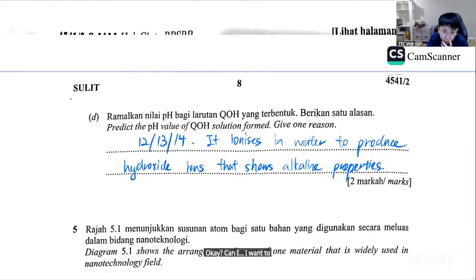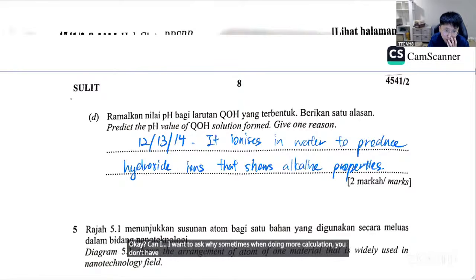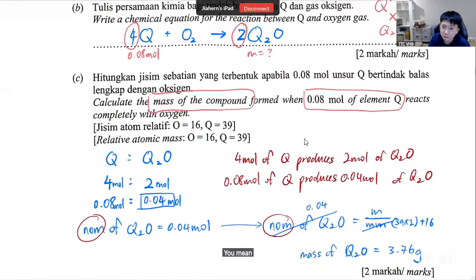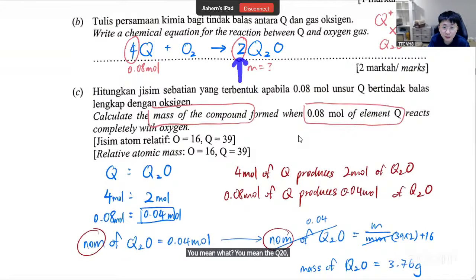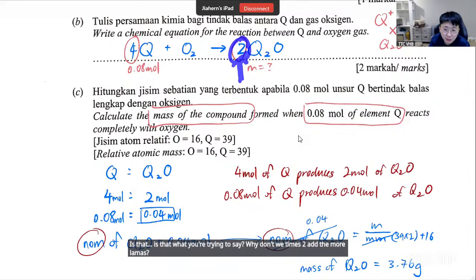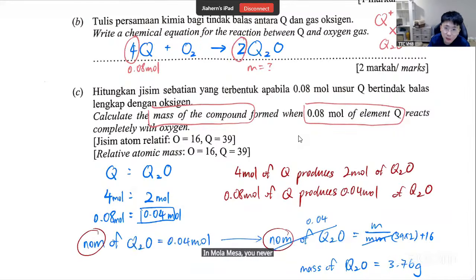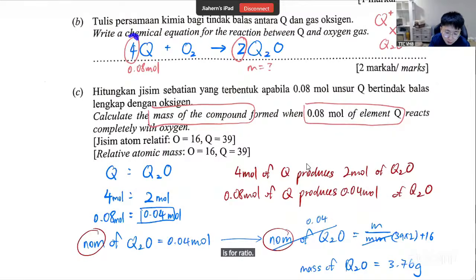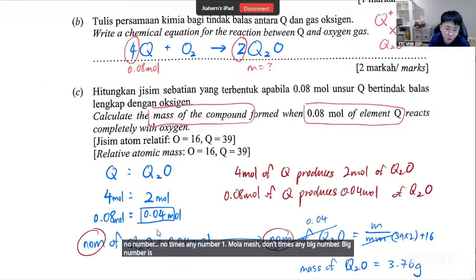I want to ask why sometimes when doing mole calculation, you don't have to times the number of particles for the molar mass. You mean the K2O, the 2 in front? Why don't we times 2 at the molar mass? In molar mass, you never times any number in front. Molar mass is always just the chemical formula. Never do we do this, because the number in front is for ratio. Molar mass never times 4, never times 2. Big numbers are only for ratio.